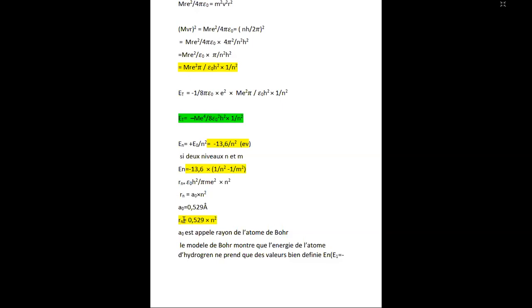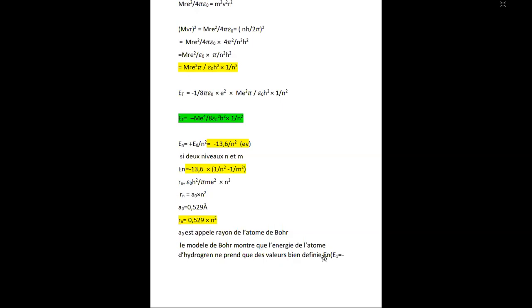Now the model of Bohr shows that the energy of the atom of hydrogen can only take some values which are well defined. We see that it can only take the values which are well defined.